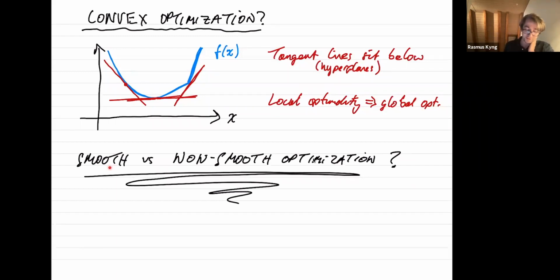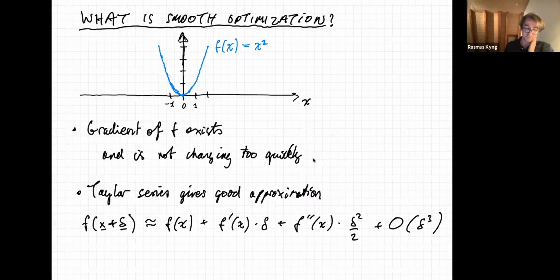How do you deal with smooth functions, and how do you deal with functions that aren't smooth? So let's recap a little bit. How do you deal with smooth functions? So what's a smooth function? It might be something here. I plotted f of x being x squared. It looks like this. A smooth function, the gradient should exist everywhere, and it shouldn't be changing too quickly. Okay, so that to me is a smooth function. We're not going to formalize it much more than that, but you can do different ways of formalizing it.